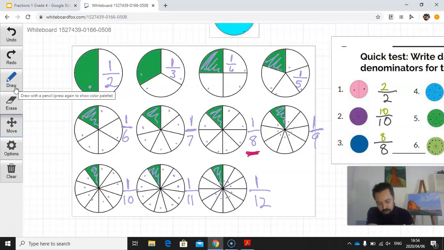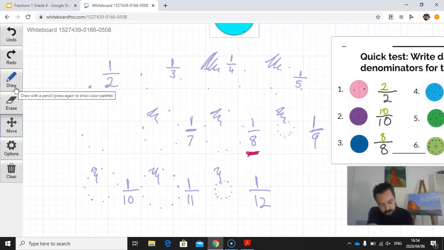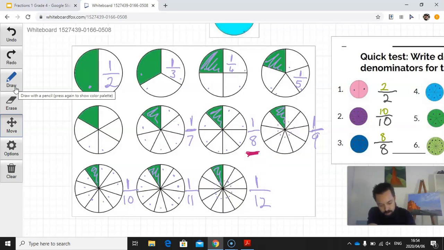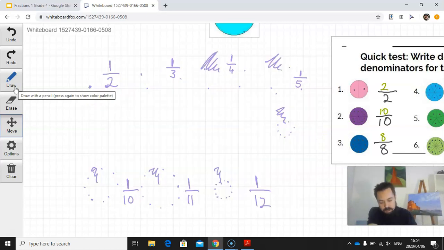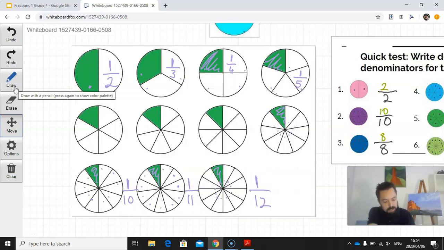All right, so I'm going to quickly erase this middle row here. Just erasing the middle row. And I'm going to color in another couple of pieces, another couple of wedges, and let's see if you can get the numerators and denominators once I do that.